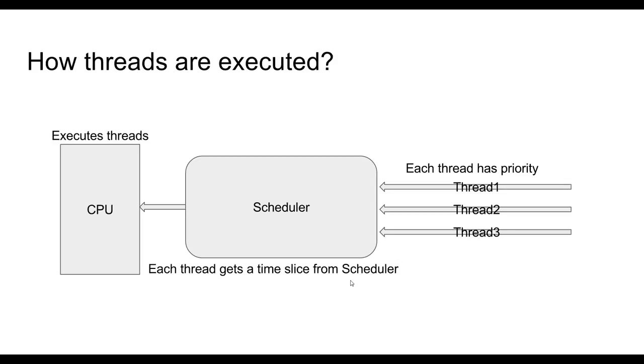And since these swaps between threads happen very often, like once in a millisecond, the user has a feeling that everything is running simultaneously, but actually multiple threads are executed in pieces.